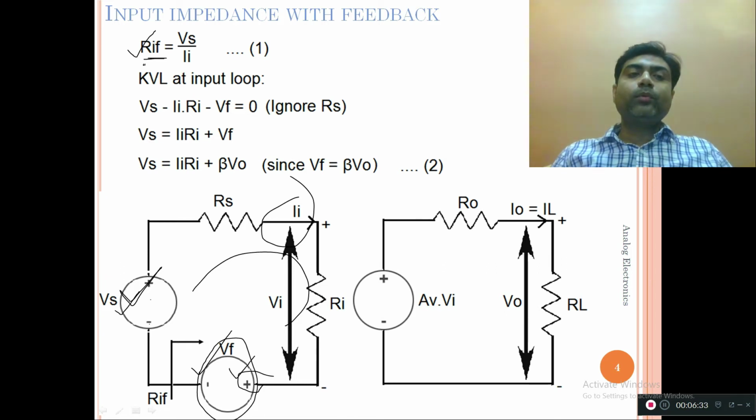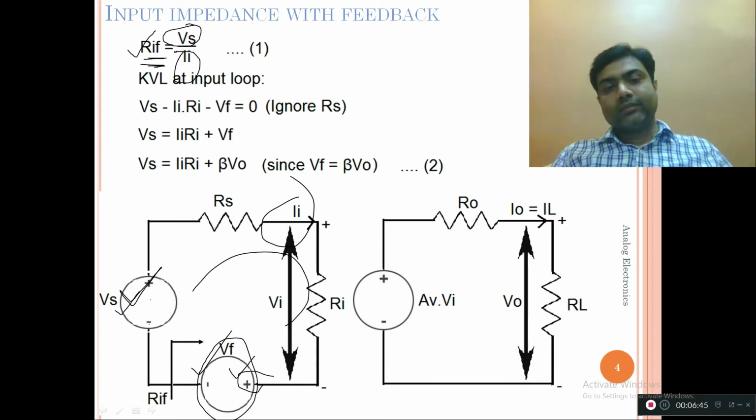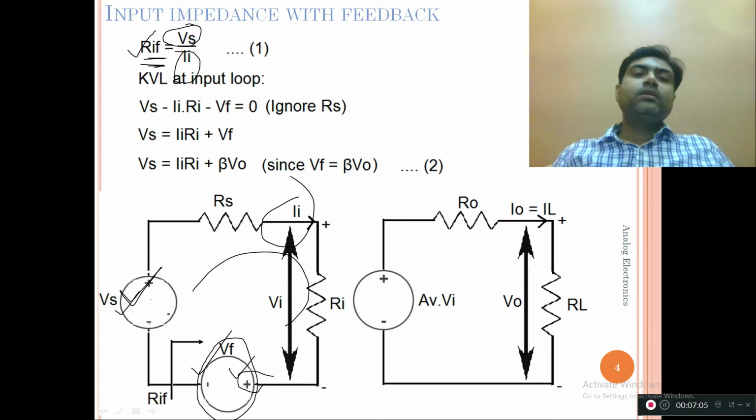But since we are talking about input with feedback, RIF, this is very important, we have to consider the source voltage Vs as the voltage source, and II is the input current. So Vs upon II gives me the basic definition of RIF. This is our equation number 1. And when we apply KVL at the input loop, we can easily determine that Vs minus the drop II into Ri minus the voltage we have got from the feedback Vf equals 0. Summation of the voltages equals 0 as per the KVL rule.